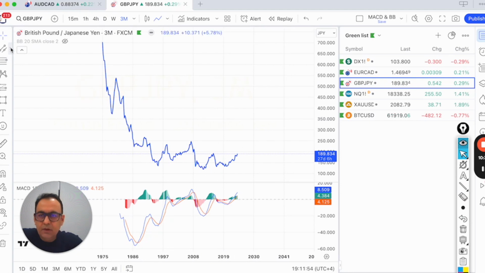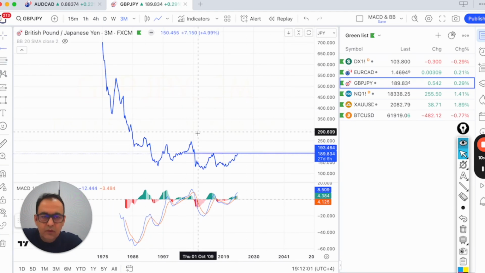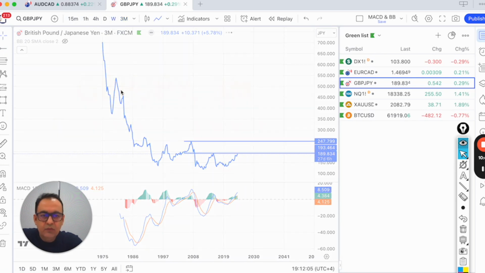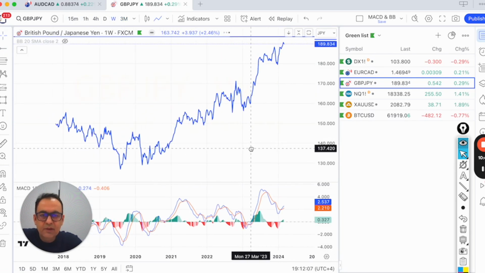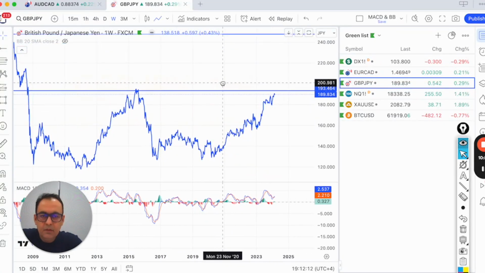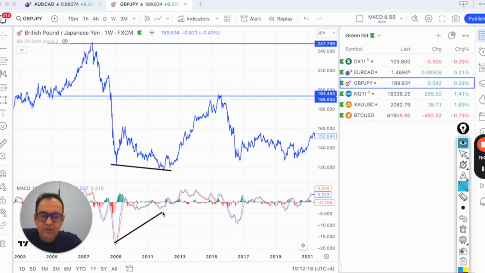Now let's mark a horizontal ray at the current resistance level, followed by the next one. Moving to weekly now. Now based on the weekly time frame, lower low formation with bullish divergence, followed by a breakout structure. So the breakout structure happened and the market retraced back.